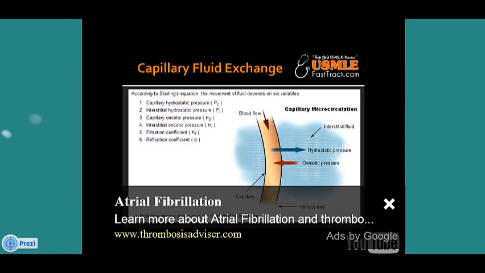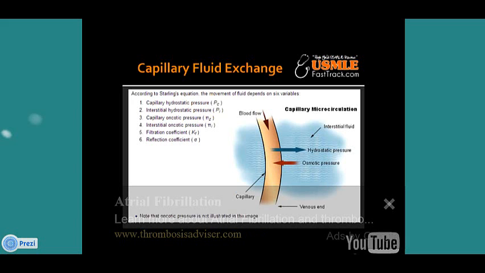What does the capillary pressure, also known as PC, do to the fluid? The capillary pressure pushes the fluid out of the capillary. What does the interstitial fluid pressure, also known as the PI, do to the fluid? The interstitial pressure, also known as PI, pushes the fluid into the capillary.